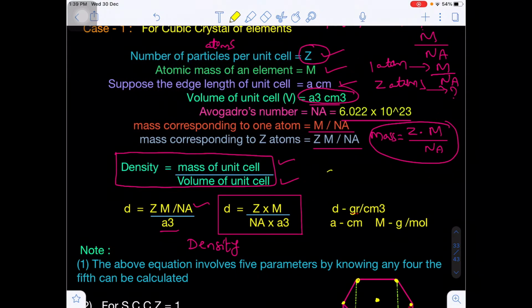Now the important thing here is the units of density. The SI unit for density is kg per meter cubed, whereas the CGS unit for density is gram per centimeter cubed. Remember, if we consider the density in CGS units, the edge length must be in centimeters, and the molar mass of the element will be in gram per mole.